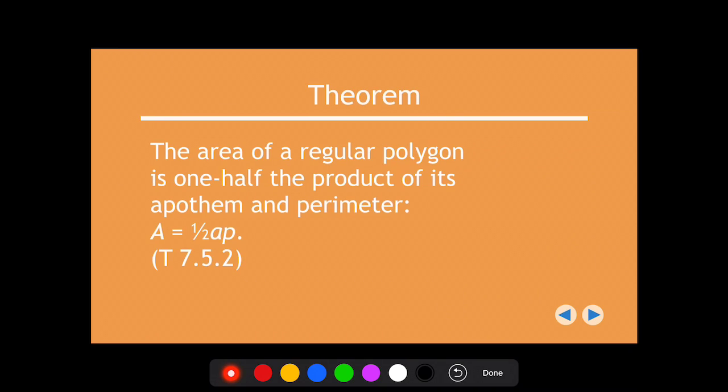The area of a regular polygon is 1/2 the product of its apothem and the perimeter. A equals 1/2 AP. This formula is extremely important. Write it down. This will work with any regular polygon. This is how you find the area of any regular polygon. Again, the capital A means area, equals 1/2, little a is the apothem, times the perimeter. So you'll have to know the perimeter and the apothem to find the area of a regular polygon.